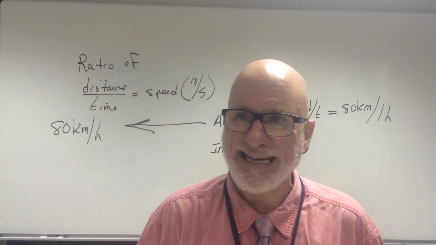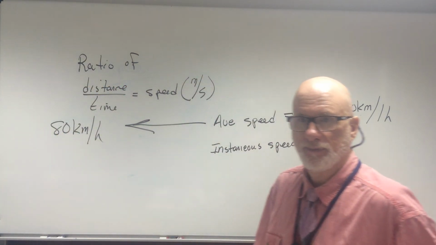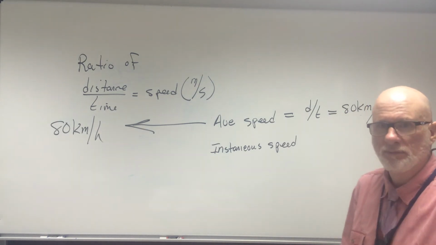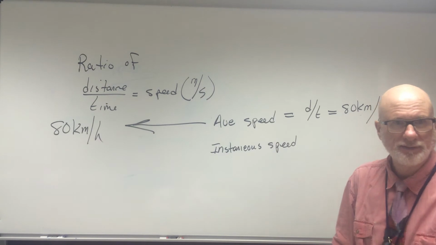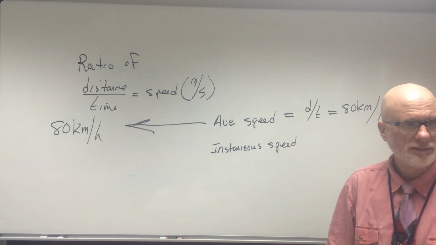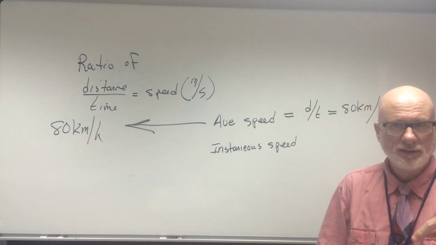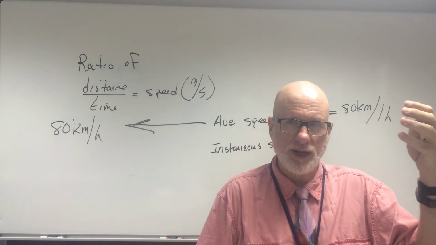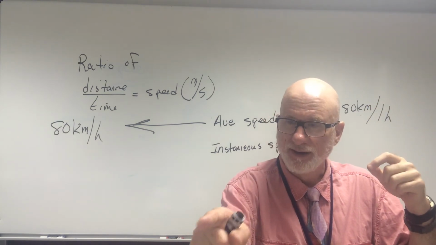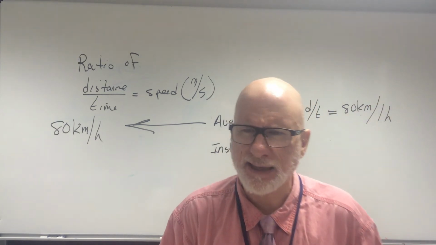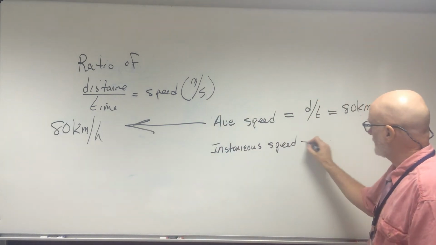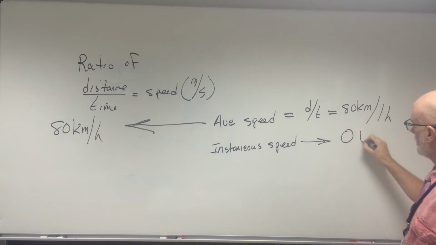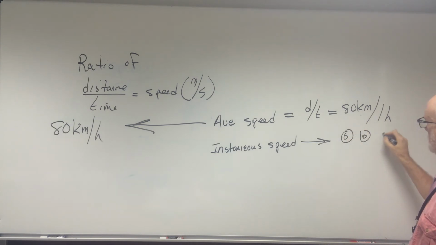What's the instantaneous speed? Your speed right now. Right now. How do you get the instantaneous speed? Yeah. Speedometer. So you want to look at the speedometer.